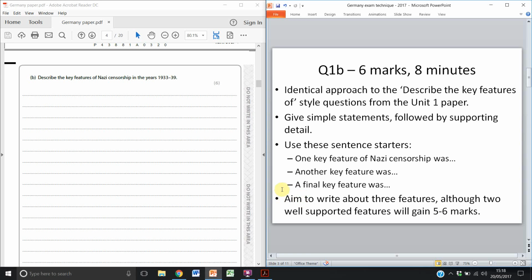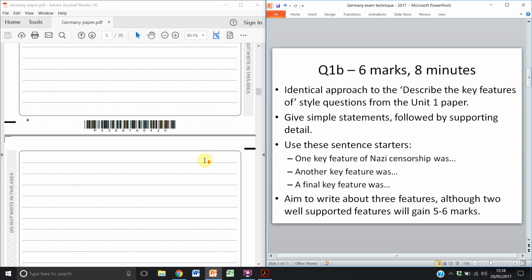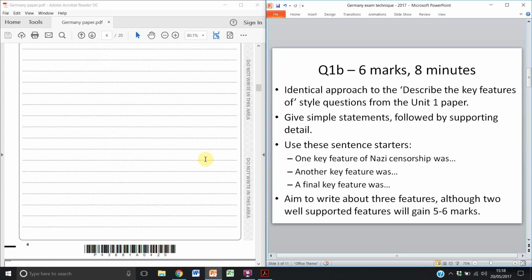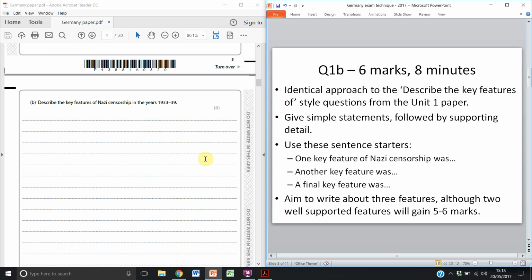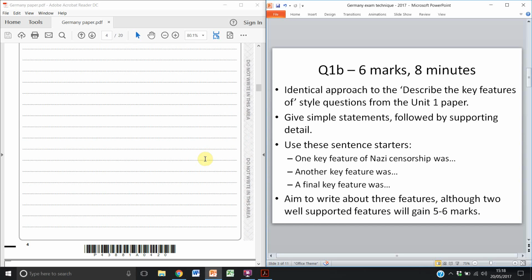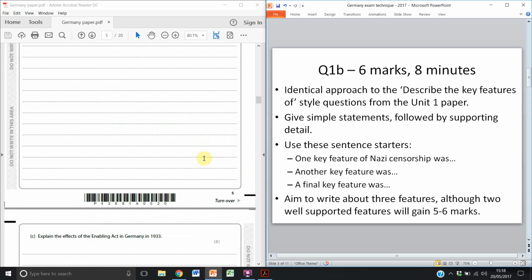Now, as I said in my advice for the Cold War paper, you can get 6 out of 6 for this question by writing 2 well-supported key features. But personally, I would always recommend writing 3 short paragraphs detailing 3 features, because that's what's going to gain you, or guarantee you at least, full marks. And do not be put off by the amount of space you're given to write your answer. You've got more or less 2 whole sides of A4, but I've seen people write enough to get full marks on 2/3 to a side of A4. I don't think you need this second piece of paper.